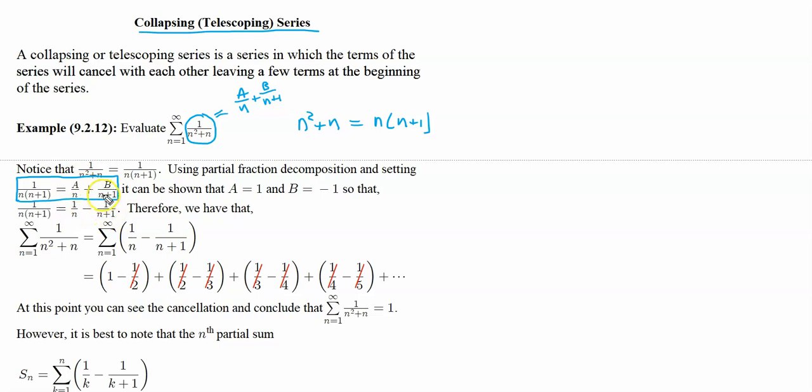Remember what we do there is we recombine this side, so we add this side together and solve for the a's and b's. Just very quickly here, you'll find that a is 1 and b is -1. If you don't recall how to do that, notice if we take the right hand side here and simplify it, we'll get a times n plus 1 plus b times n over n times n plus 1, just by finding a common denominator, and of course that is supposed to equal 1 over n times n plus 1.